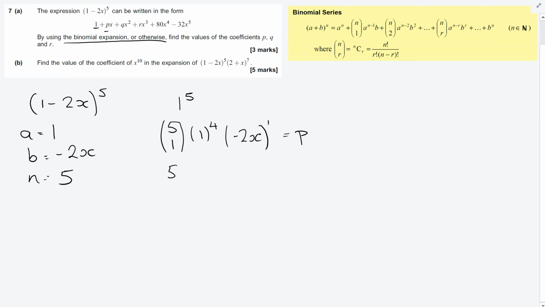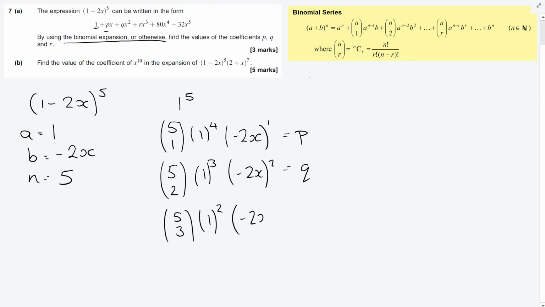The next term, 5 choose 2, 1 to the power of 3, and minus 2x, and that one is squared. That's going to give us our q term, and then 5 choose 3, 1 to the power of 2, minus 2x to the power of 3, and that's going to equal r.